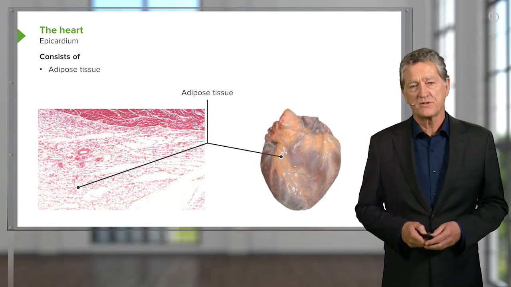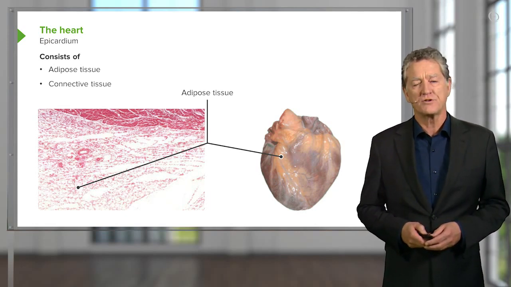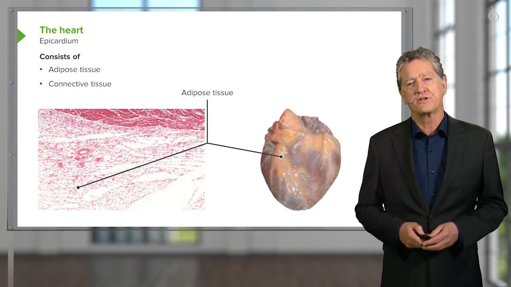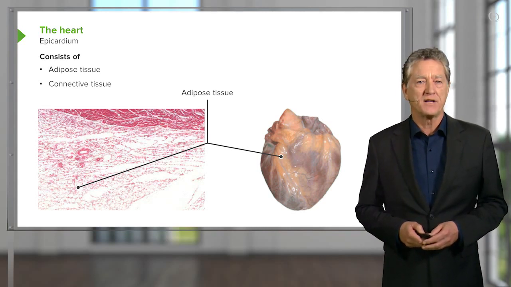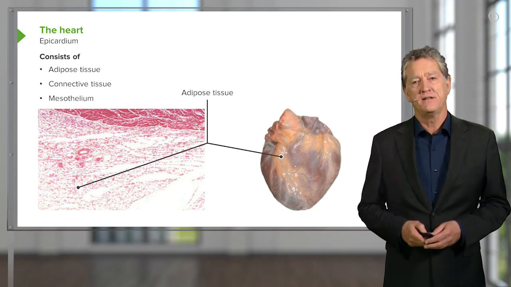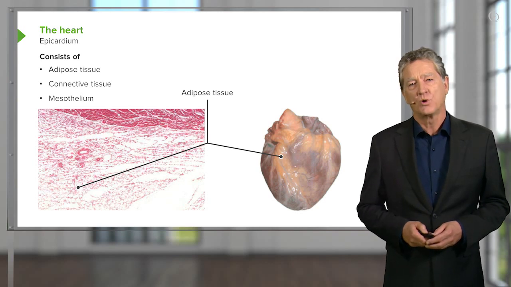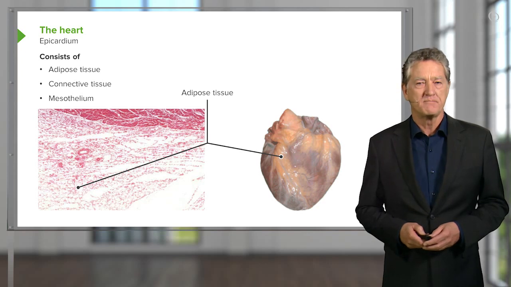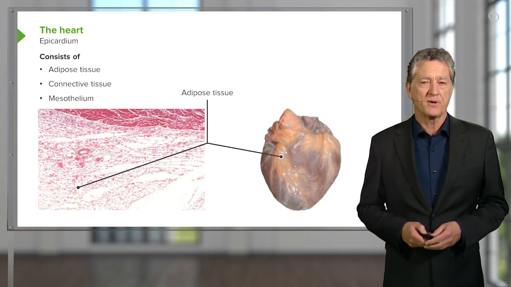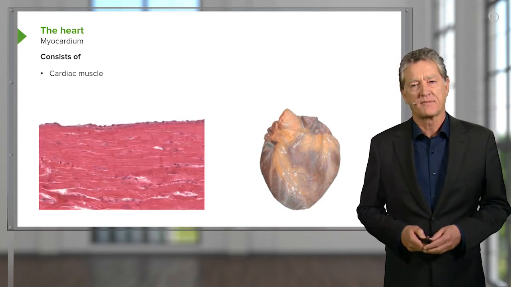It's also composed of some connective tissue, collagen, elastic tissue, all the sorts of normal connective tissue fibres you'd expect to find in some loose connective tissue. And on the outside, it's lined by a squamous type epithelium called the mesothelium. So that mesothelium, underlying connective tissue and adipose tissue create the outside coating or covering of the heart, the epicardium.